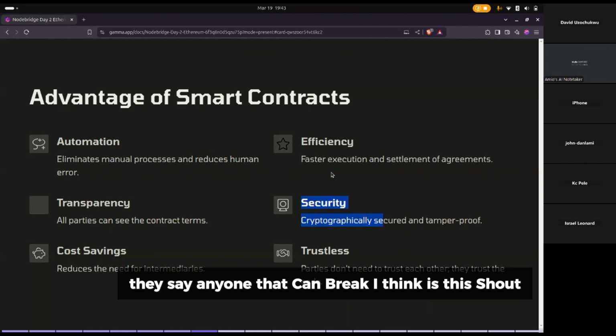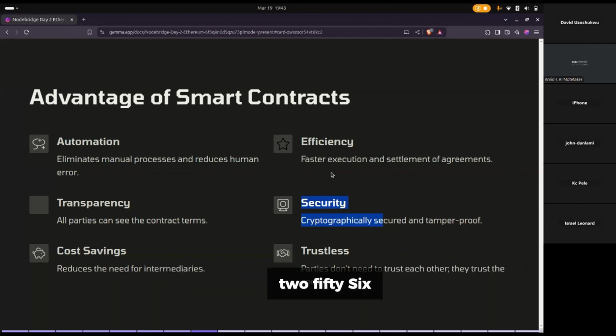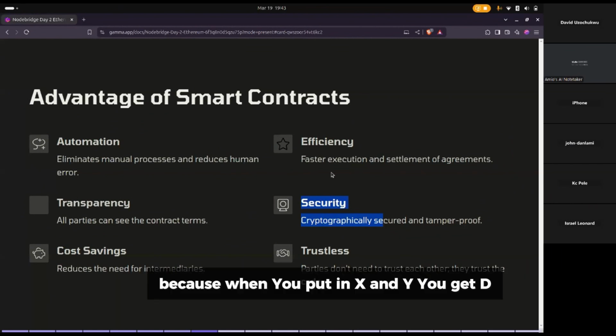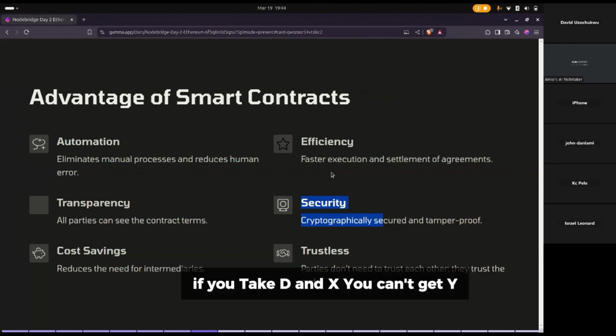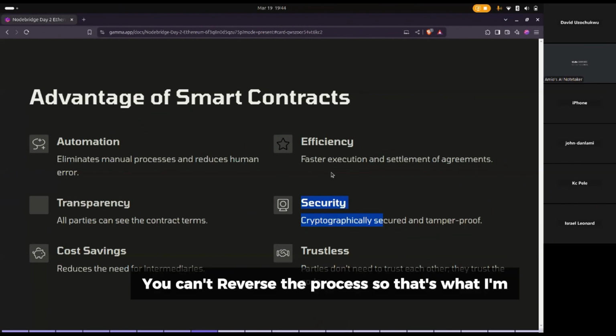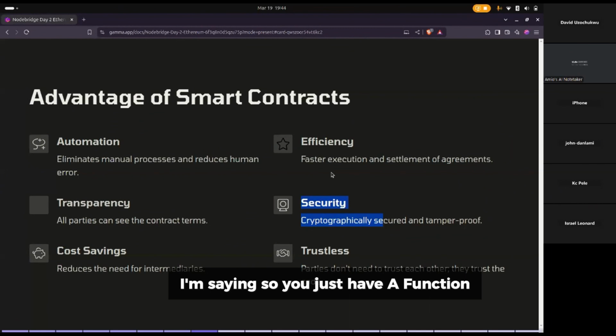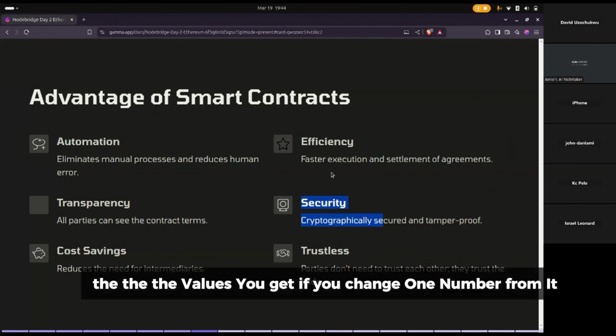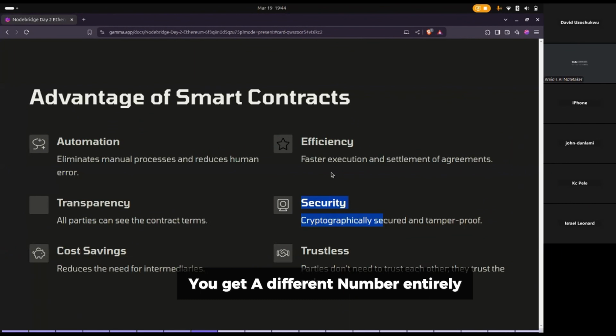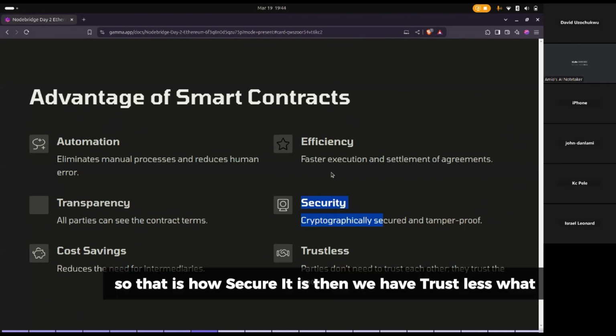They say anyone that can break, I think it is SHA-256, because when you put in X and Y, you get D. If you take D and X, you can't get Y. You can't reverse the process. So you just have a function where two things go in, or three things. The values you get, if you change one number from it, you get a different number entirely. So that is how secure it is.